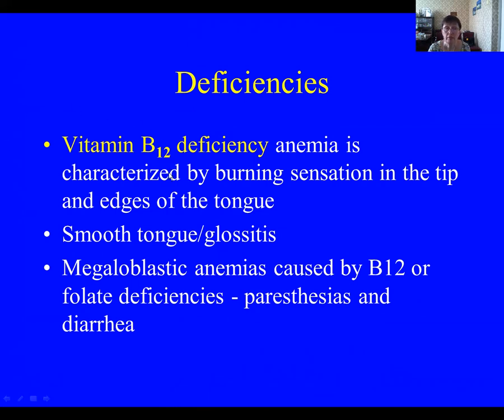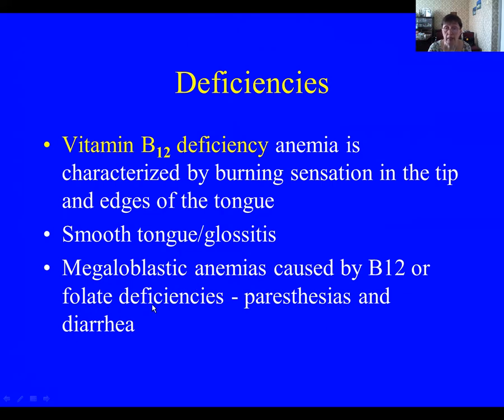Such anemia is first of all characterized by a burning sensation in the tip and edges of the tongue. And the changes of the tongue lead to the appearance of a smooth tongue. And this is due to glossitis. B12 anemia, another name is megaloblastic anemia, or macrocytic anemia also. So megaloblastic anemias are caused by B12 deficiency and folate deficiency.